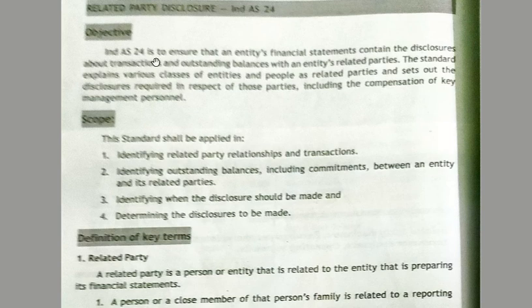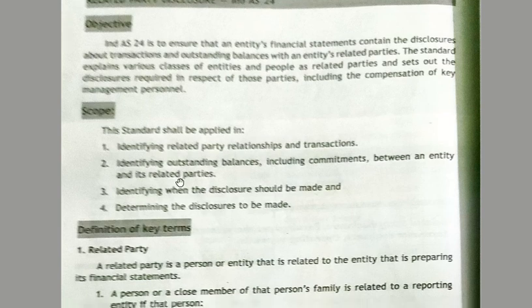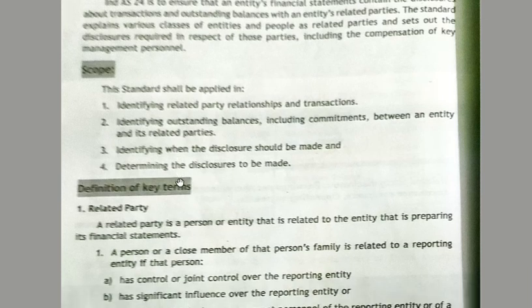IND AS 24 is to ensure that an entity's financial statement contains the disclosures about transactions and outstanding balances with the entity's related parties. So basically it shows various categories or classes of entities and the people who are considered to be related parties, and how the transactions need to be disclosed, including the compensation of the key management personnel. So the standard shall be applied basically in identifying the related party relationships and transactions. The second one is showing their outstanding balances, commitments, etc.